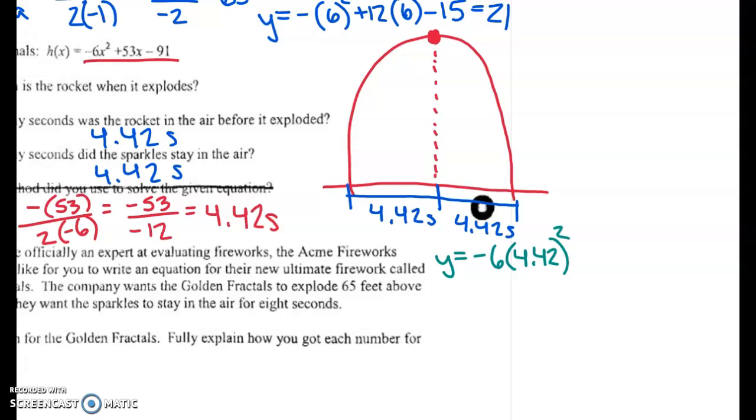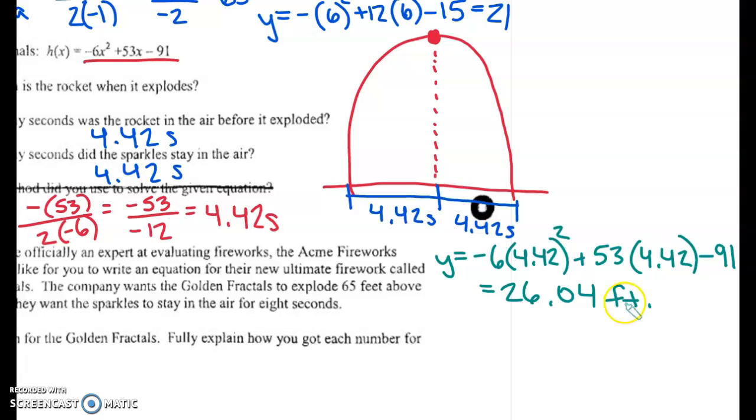Scoot this over a little bit. Plus 53, 4.42, and then minus 91. So if I plug all of this into my calculator, negative 6 parenthesis, 4.42 parenthesis squared, plus 53 parenthesis, 4.42 parenthesis, minus 91, enter. I'm getting 26.04. Remember, this was height, so this is in feet.